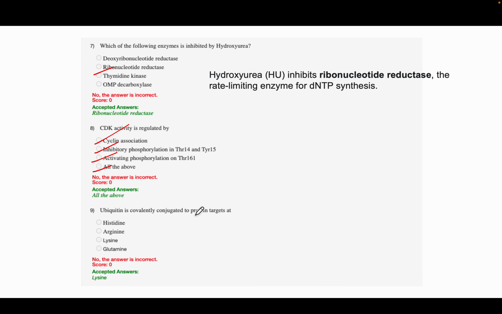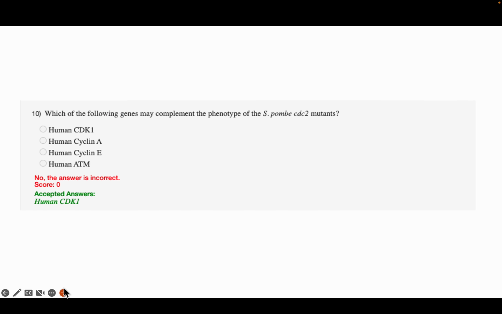Ubiquitin is covalently conjugated to protein targets at lysine. We know that. Now the next question is: which of the following genes may complement the phenotype of a Saccharomyces cerevisiae CDC2 mutant? We previously discussed that CDC2 is equivalent to human CDK1, or cyclin dependent kinase 1.